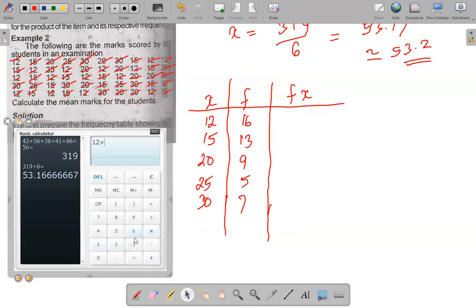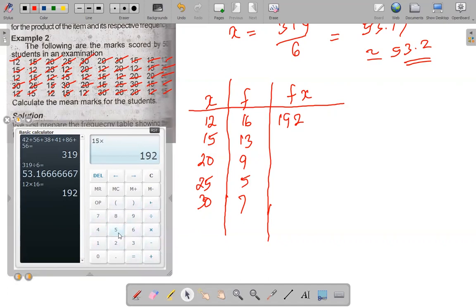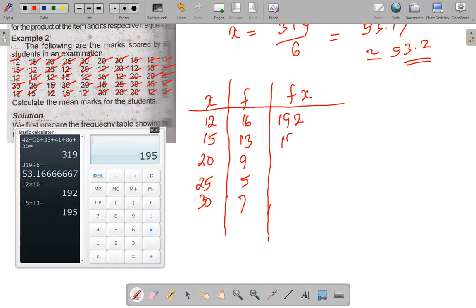12 times 16, 192, and 15 times 13, 195. Twenty times 9 is 180. 25 times 5 is 125. And 30 times 7 is 210.